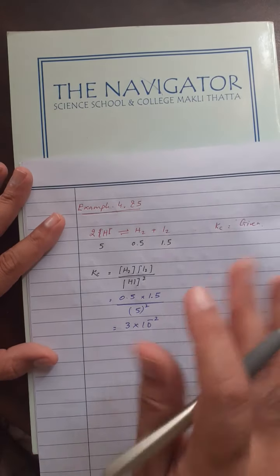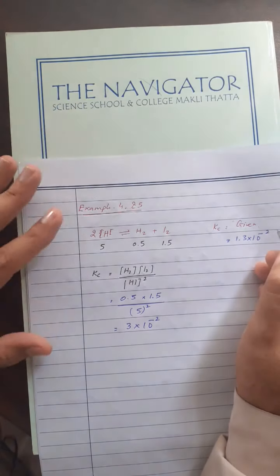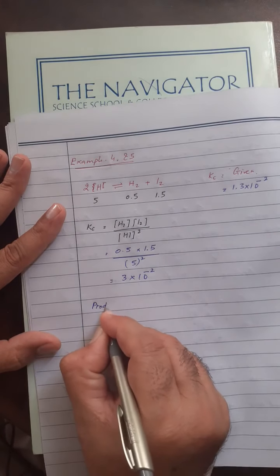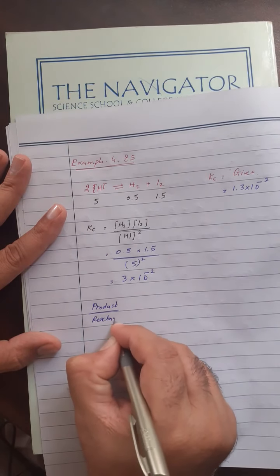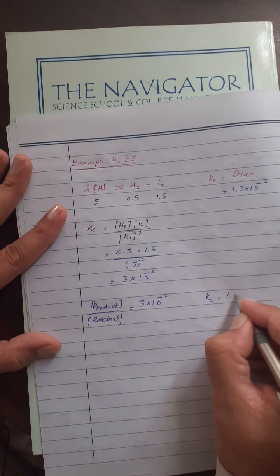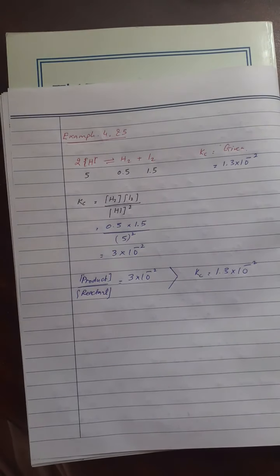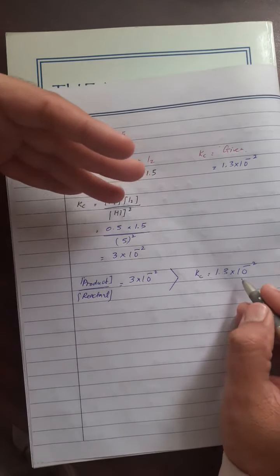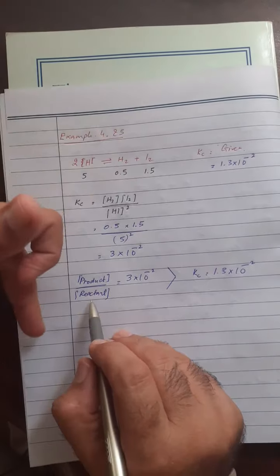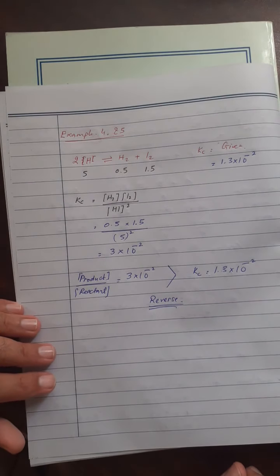This is the ratio. Now in the problem, the Kc is given as 1.3 into 10 power minus 2. Compare: the product upon reactant ratio is 3 into 10 power minus 2 and the Kc is 1.3 into 10 power minus 2. You tell me which one is bigger. Exactly, this is bigger. The ratio of product to reactant is much more than the Kc. It means the products have gone more than the reactant, so it's going to be in the reverse direction. Very important question, you should definitely solve it. It will shift in reverse.